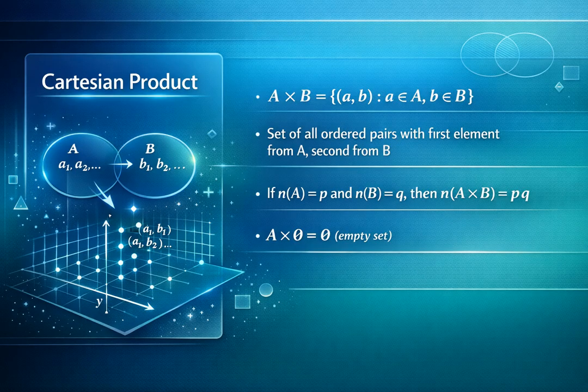The Cartesian product of two sets A and B, written as A cross B, is the set of all ordered pairs where the first element comes from A and the second from B. If set A has p elements and set B has q elements, then A cross B will have p times q elements. Note that A cross the empty set gives the empty set.